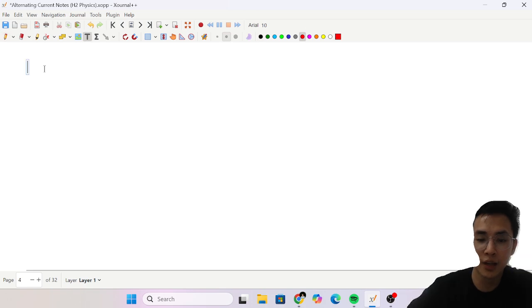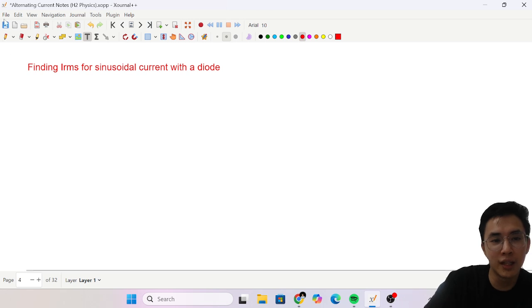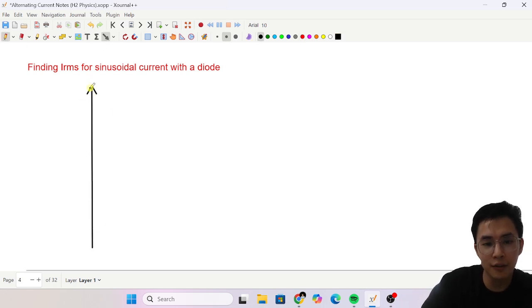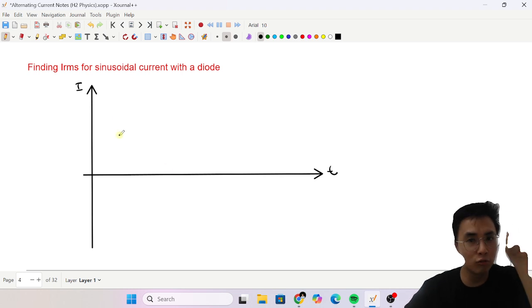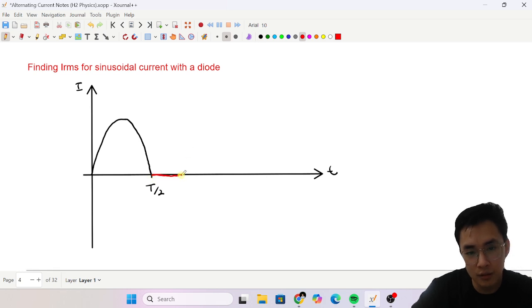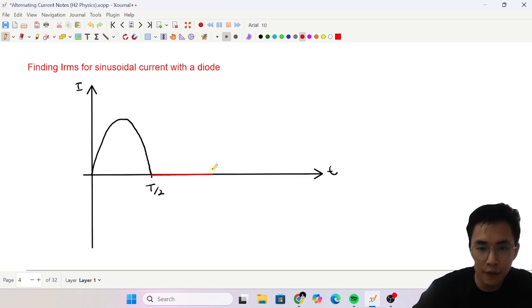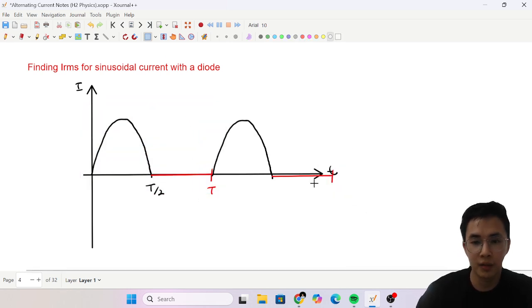Let me write the following: finding IRMS for a sinusoidal current with a diode inside. Real quick, this is how it looks. You have a current-time graph like this. I'm going to draw two periods just so you can visualize what's going on. This is going to be half a period, and then for the next half a period, it's going to be flat, it's going to be 0. I'll draw a little mark like this, and then this is one full period. Then the process will repeat itself, so basically it'll look like this.